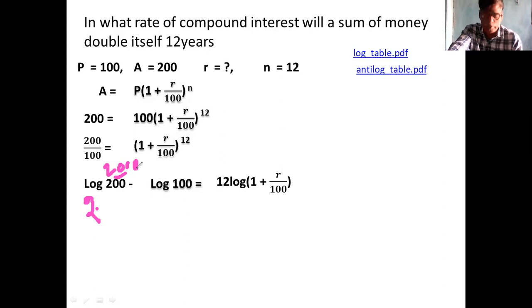You go to the logarithm table and find 20 in the first column, natural number 20, mantissa 0 column. What is the number in the logarithm table?